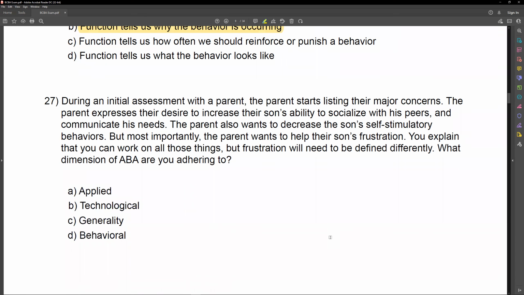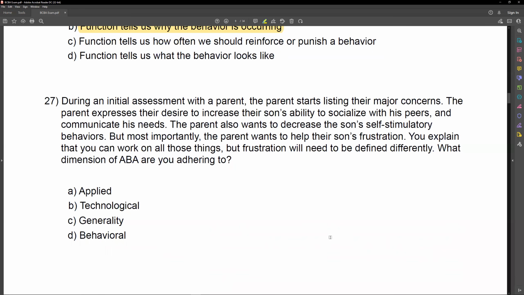During an initial assessment with a parent, the parent starts listing their major concerns. The parent expresses their desire to increase their son's ability to socialize with his peers and communicate his needs. The parent also wants to decrease the son's self-stimulatory behaviors. Most importantly, the parent wants to help their son's frustration. You explain that you can work on all those things, but frustration will need to be defined differently. What dimension of ABA are you adhering to?